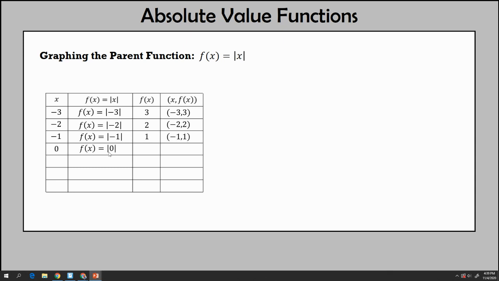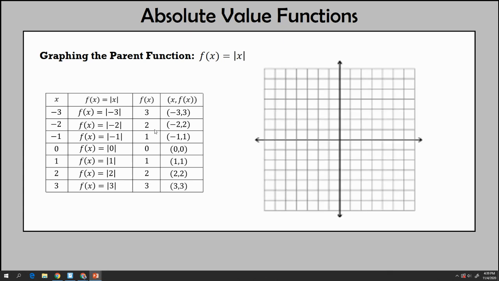0 would be 0, so I'm at 0, 0. 1 would be 1. 2, absolute value of 2 is 2. And then 3, absolute value of 3 is 3. So I just picked a few of these. Now, when we graph it, let's just graph the ordered pairs and see what we get. So -3, 3 is here. -2, 2. -1, 1. 0, 0. 1, 1. 2, 2. 3, 3. 4, 4. It goes on forever.